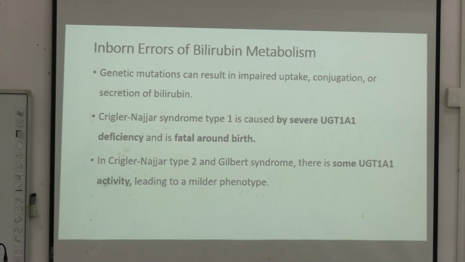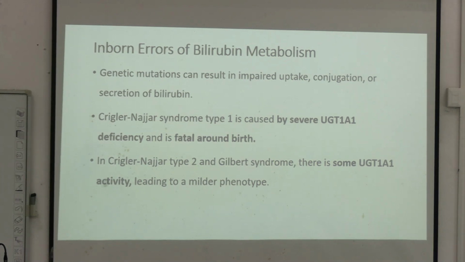Now the inborn errors of bilirubin metabolism. Genetic mutations can result in impaired uptake, conjugation, or secretion of bilirubin. So, Crigler-Najjar syndrome type 1 is caused by severe UGT1A1 deficiency and is fatal around birth. In Crigler-Najjar type 2 and Gilbert syndrome, there is some UGT1A1 activity leading to a milder phenotype.